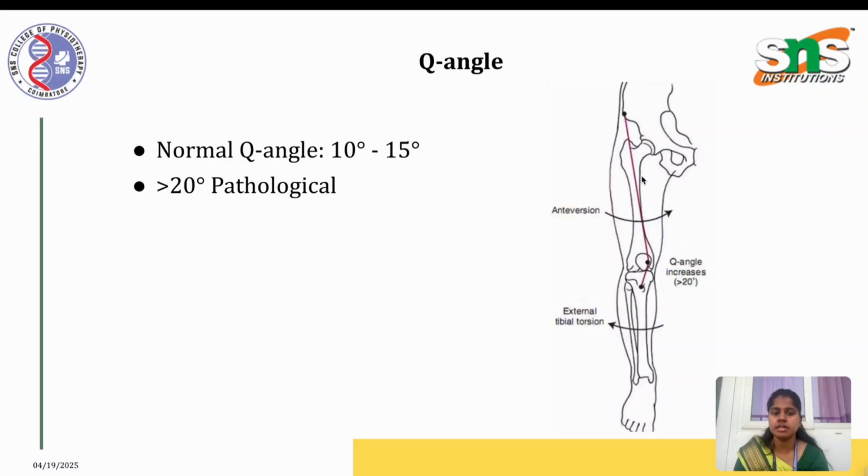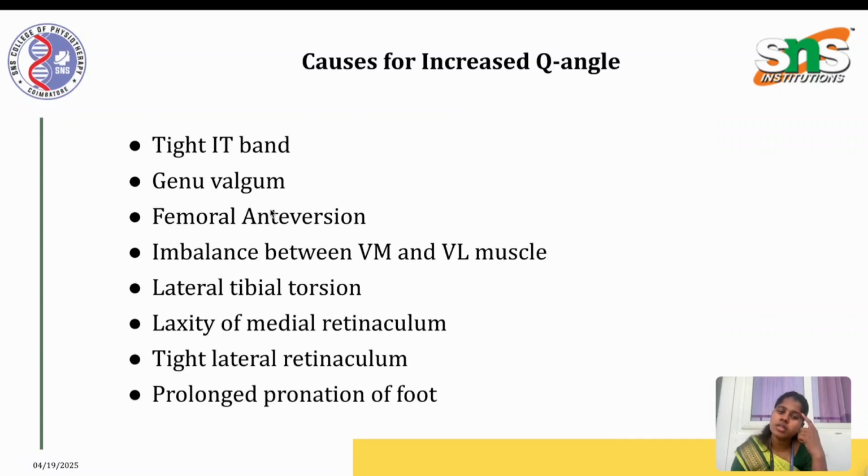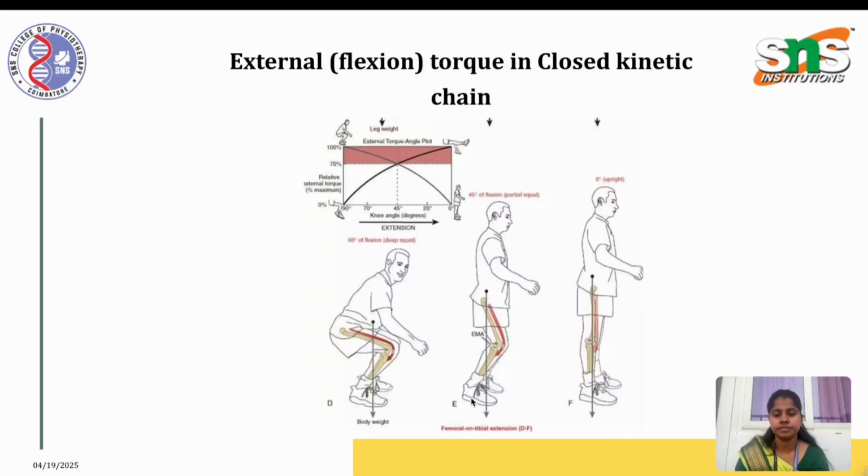We have discussed this before, that is the Q angle. The normal Q angle is 10 to 15 degrees. When it is more than 20 degrees, it is called pathological. The causes of an increased Q angle are a tight IT band, genu valgum, femoral anteversion, imbalance between the vastus medialis and the vastus lateralis muscle, lateral tibial torsion, laxity of the medial retinaculum, tight lateral retinaculum, and prolonged pronation of the foot.